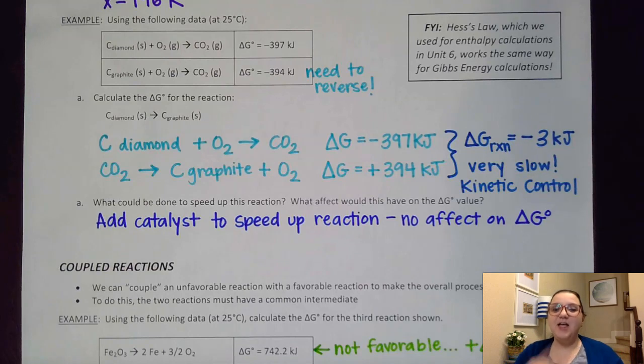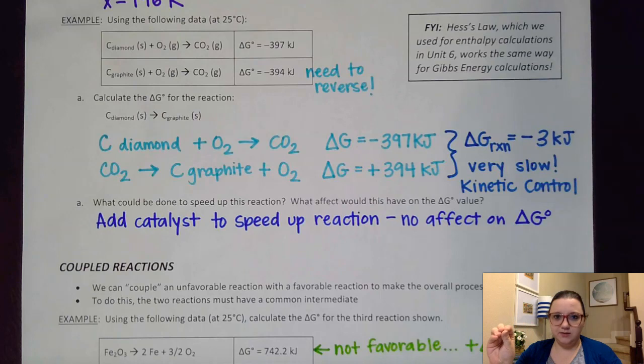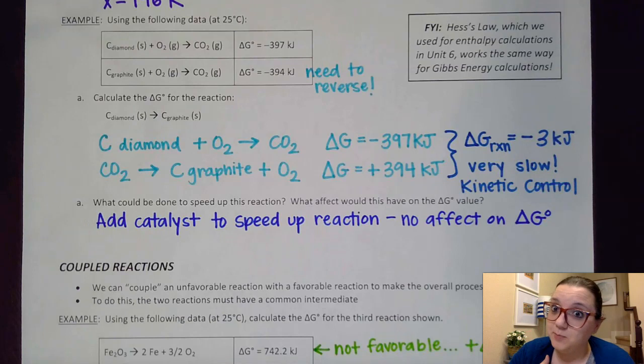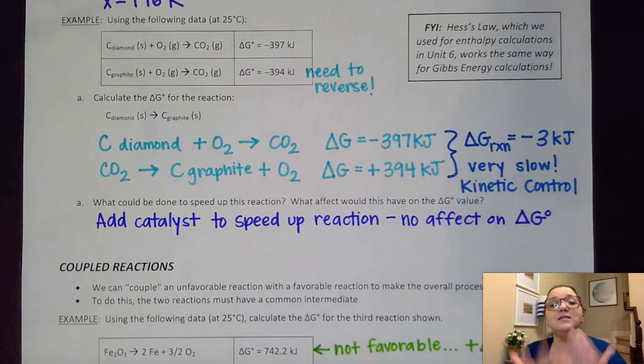Here's the key. This reaction is incredibly slow. So slow that you'd be sitting here waiting a couple million years for your diamond to turn back into graphite. Now, I don't know about y'all, but I don't plan on being around here when that happens, okay? So this reaction is very slow. It does not occur at any measurable, visible amount.